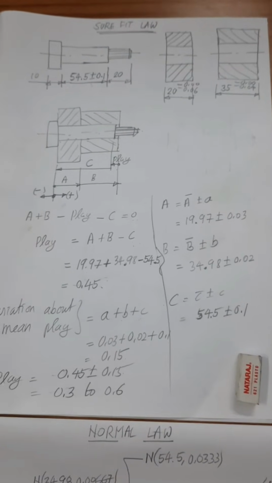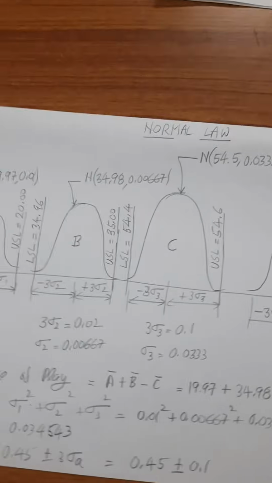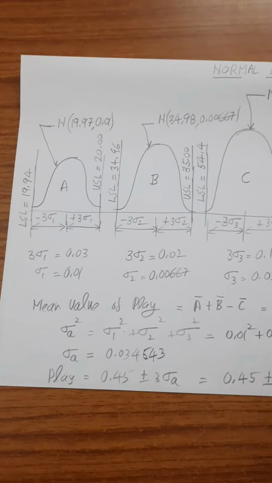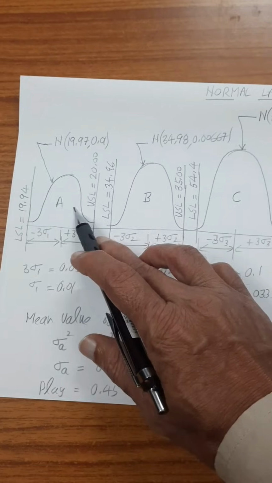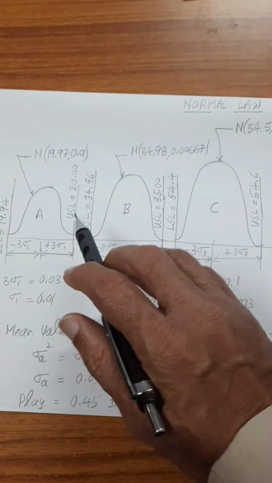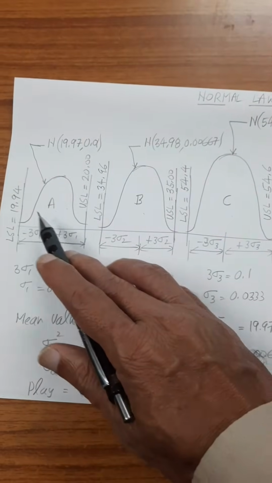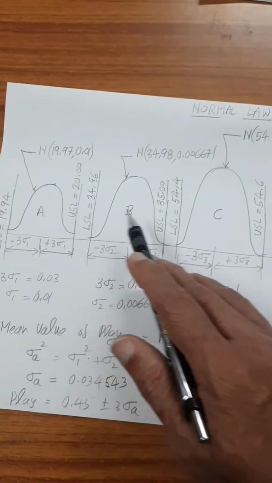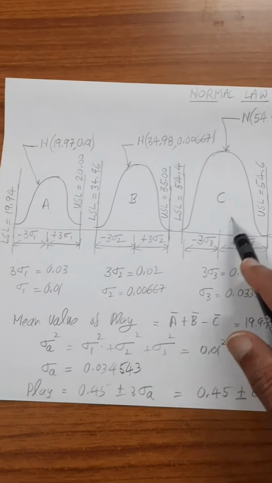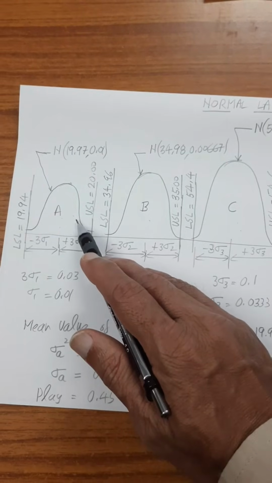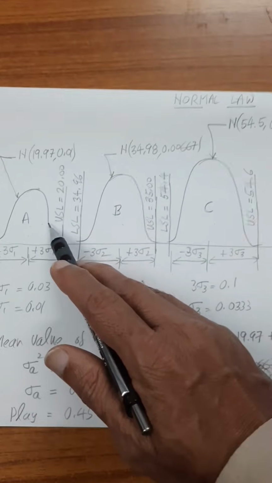We can find the answer, the play, by applying another law called the normal law. The normal law assumes that each and every dimension follows normal frequency distribution. Okay, we have known that the play is affected by dimension A, dimension B, dimension C. Dimension A is normally distributed. Similarly, dimension B and dimension C are all normally distributed. So we have to find the play as per normal law as a second case.